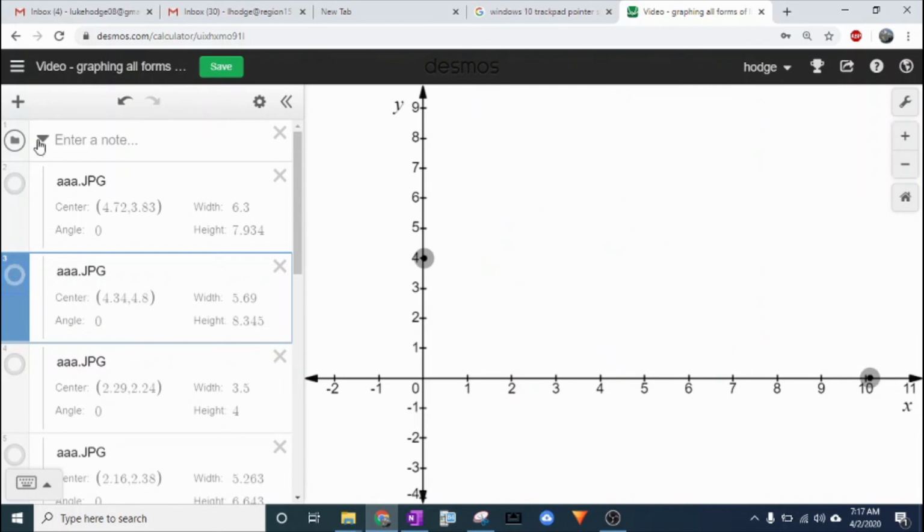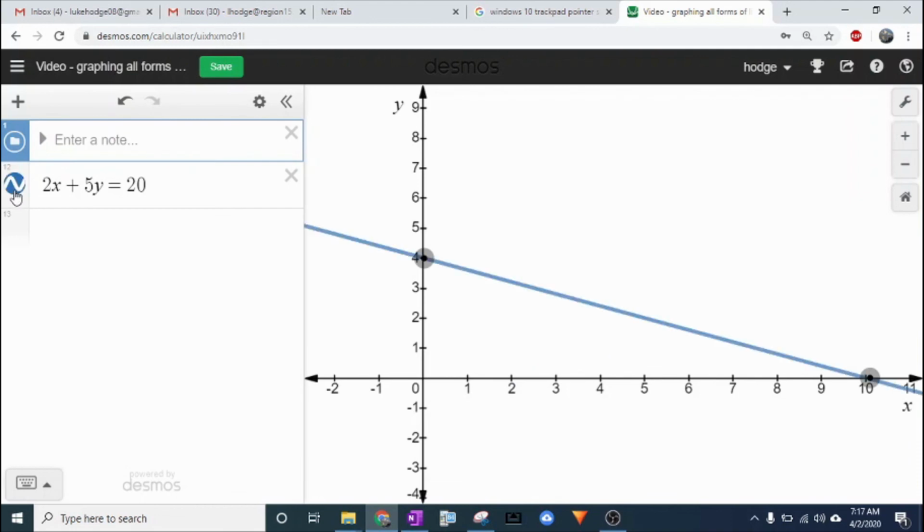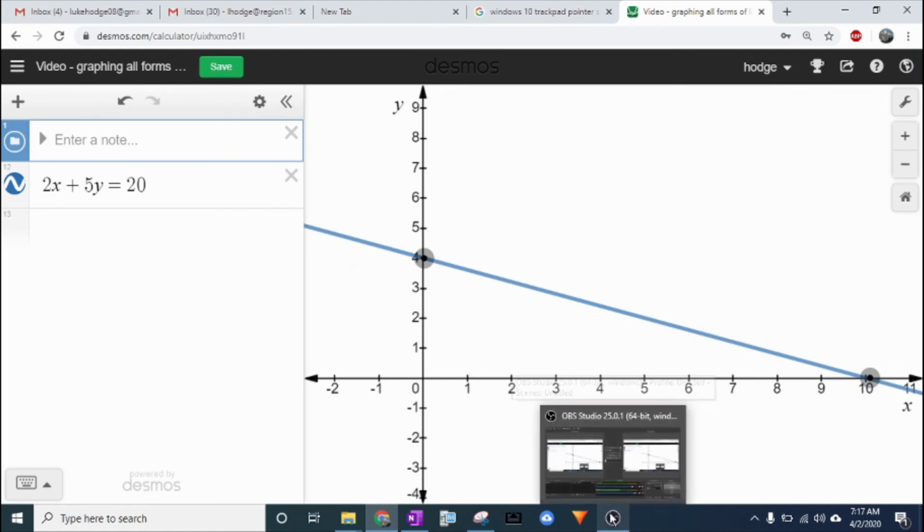And let's just make sure our line actually goes through there. There it is. So easiest way to go with this is find the y-intercept by plugging a 0 for x, find the x-intercept by plugging a 0 for y. And that'll do it for graphing lines today.